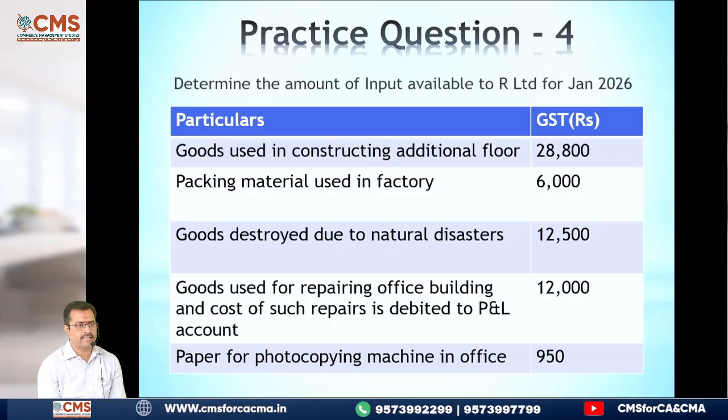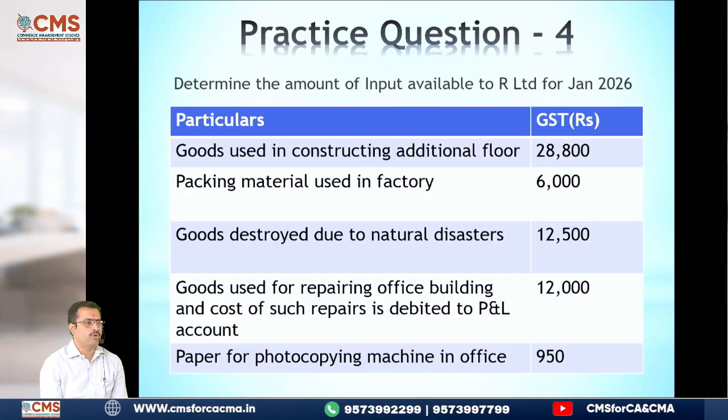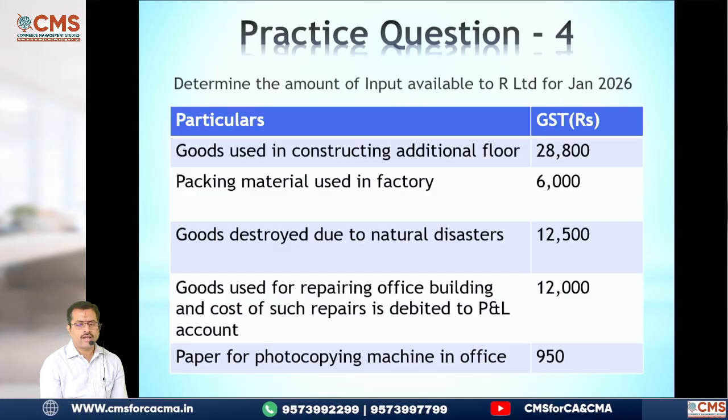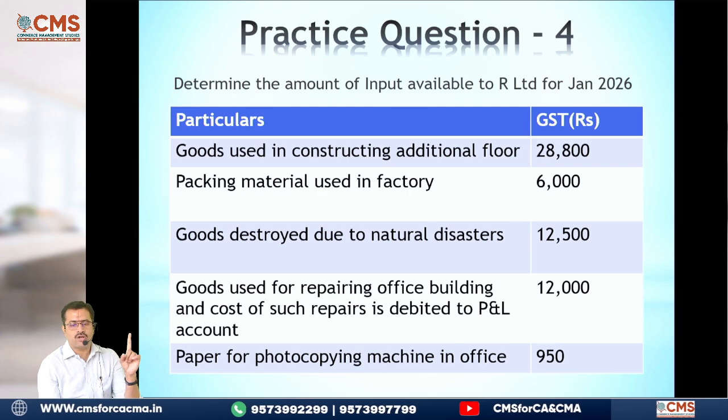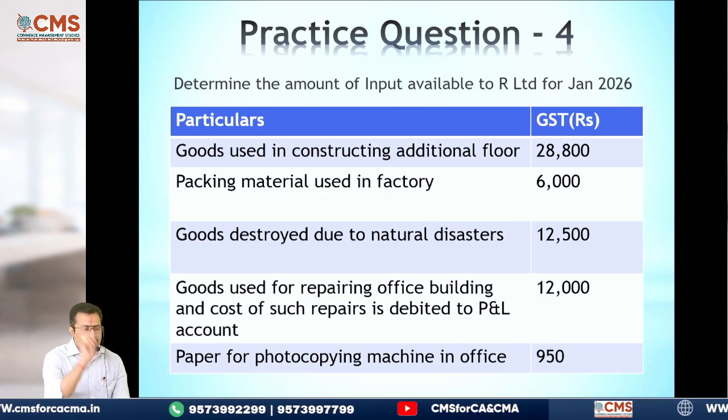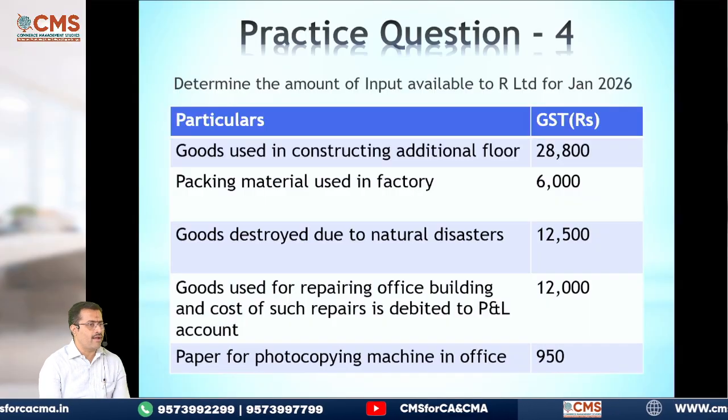Come on, ITC will be available. Goods destroyed due to natural disasters: ITC will not be available. Goods used for repairing the office building, where the cost of repairs is debited to the P&L account: ITC is available here. That is why I have given you time.